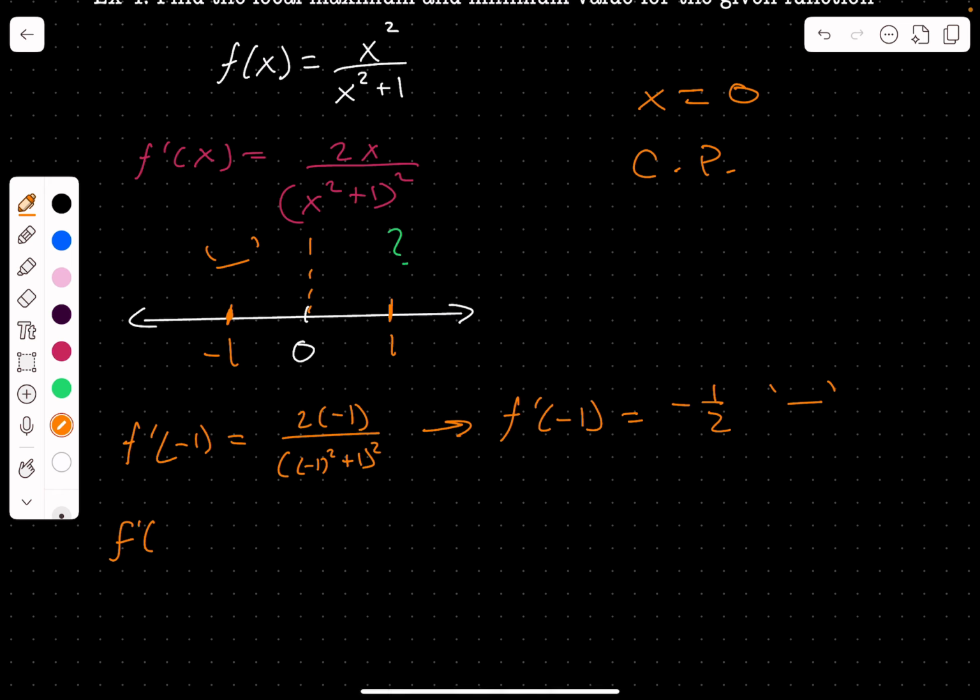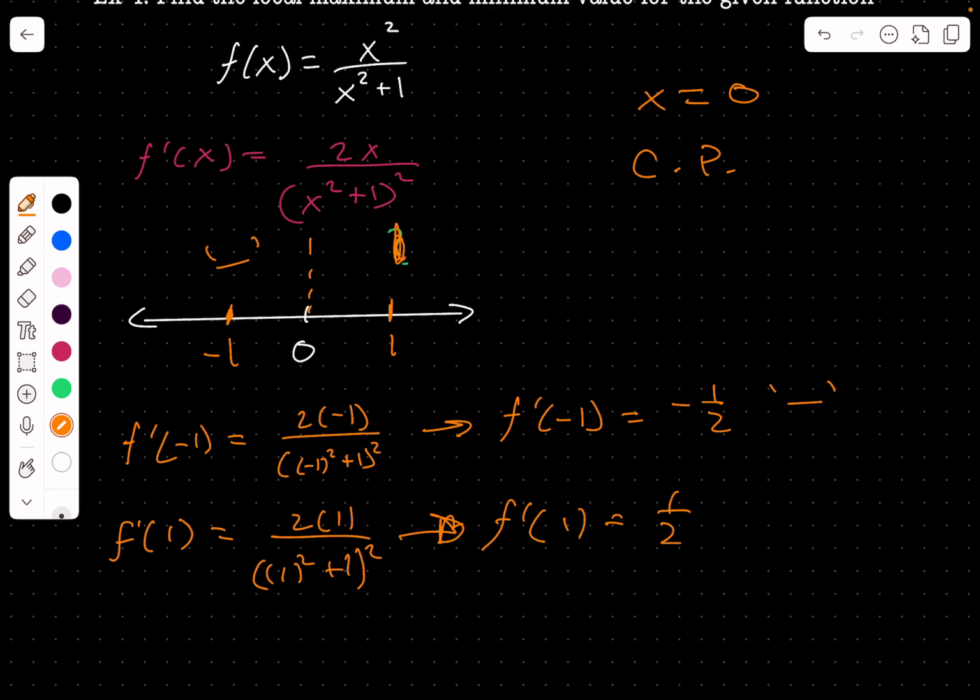Let's plug in 1 into our derivative. We're going to get 2 times 1 over 1 squared plus 1, all squared. This is going to spit out a positive 1/2. On the right, we're going to have a positive. Okay, so based off of my little picture, it goes from negative to positive. That means it's a min. Therefore, 0 is a local min.